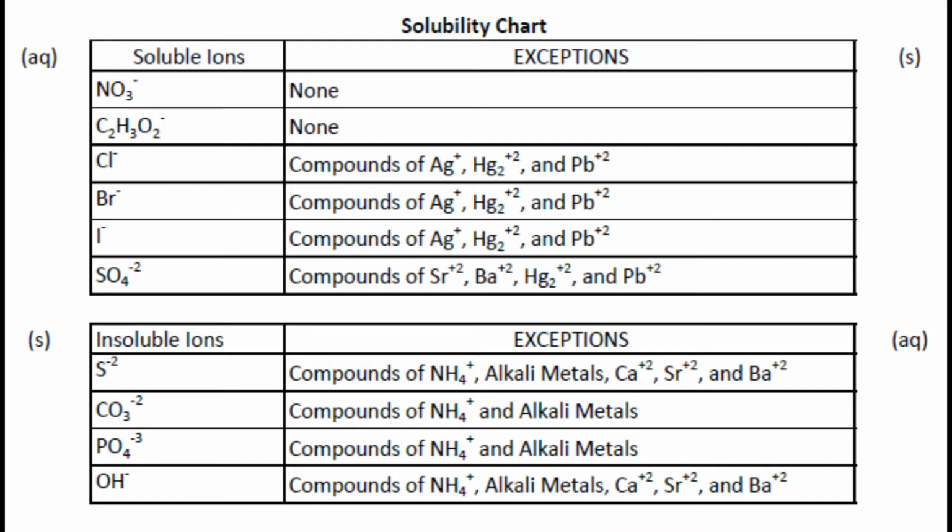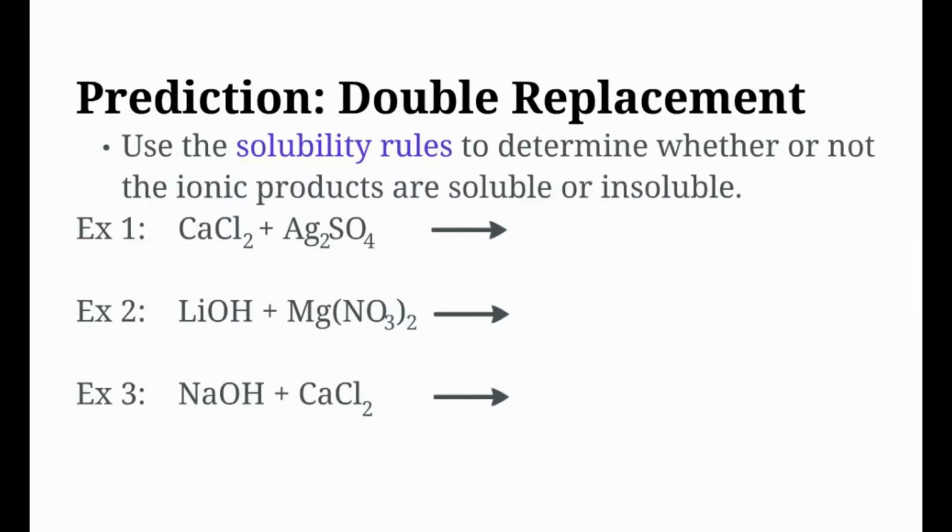He is going to be AQ unless he bonds with a what? Sr, Ba, Hg, or Pb. Is that any of those? No. So this sulfate is going to be AQ. He's not our precipitate. It's aqueous. Okay. It's aqueous.